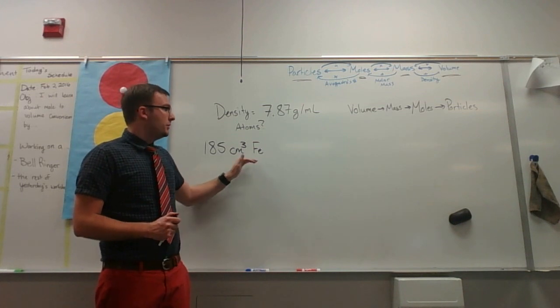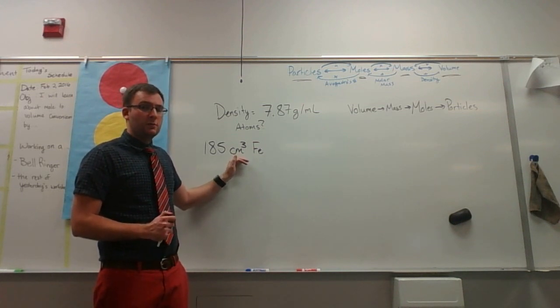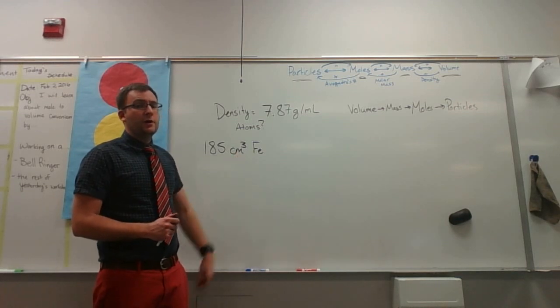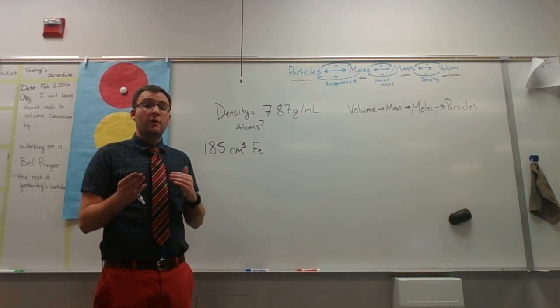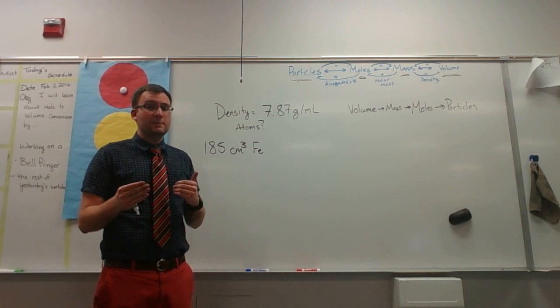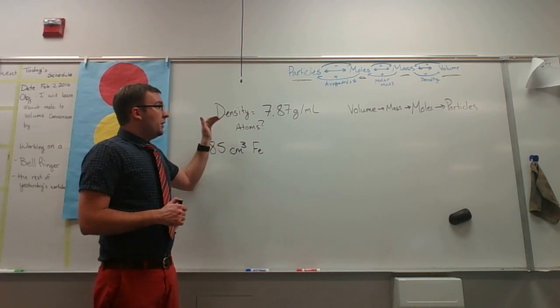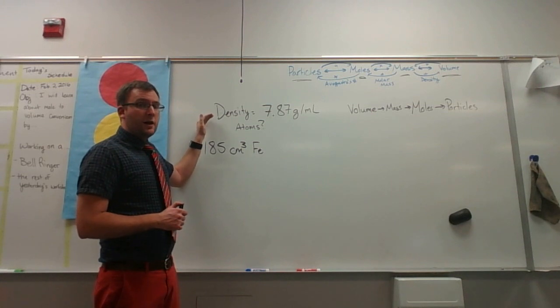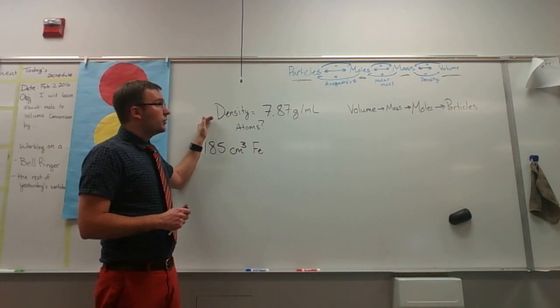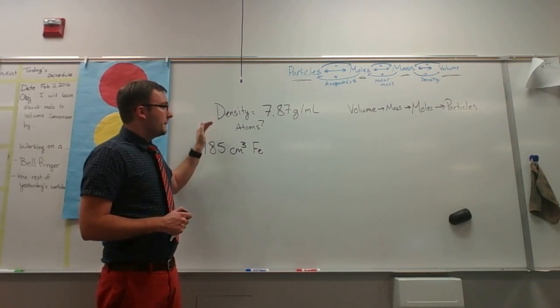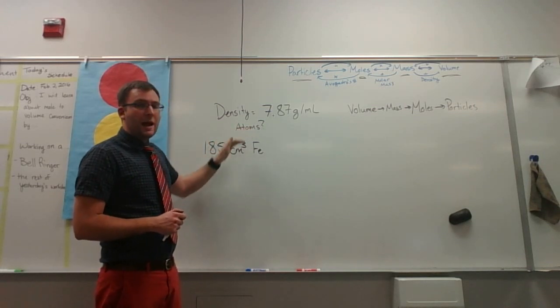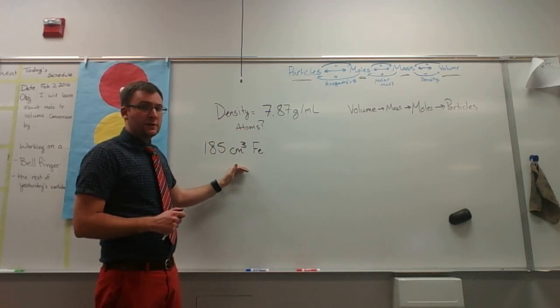Now I know this doesn't really look like a unit of volume, but since it has that cubed part, that means it's cubed into a volume shape. So it's taking up some sort of space. It's not two-dimensional, it's three-dimensional now. I have a density of iron of 7.78 grams per milliliter. I want to know how many atoms this volume of iron takes up.